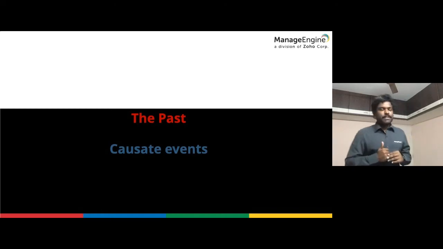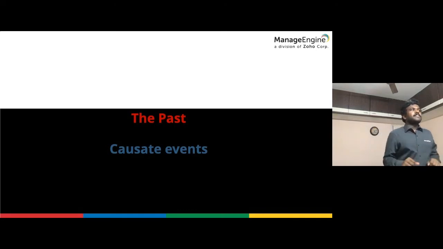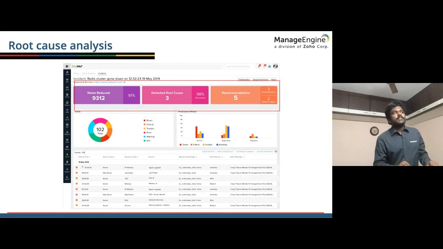So the past works when we are trying to causate events, when you're trying to do a root cause analysis on why a particular outage has happened. Here is a screenshot from Site 24/7. You can see actually all 3 cases here. The first one, noise reduced, is your present.